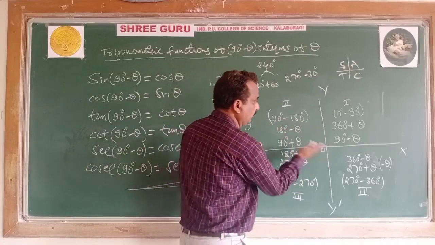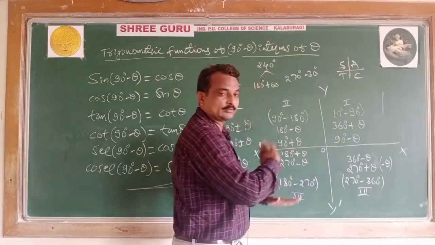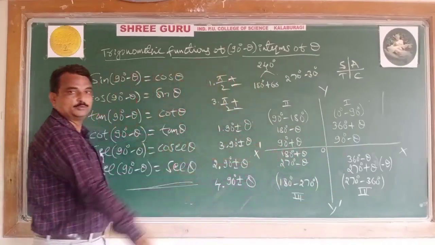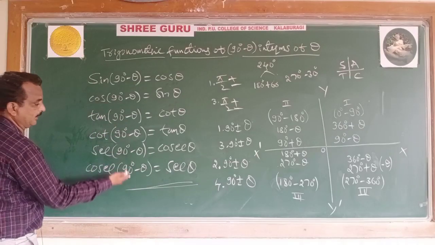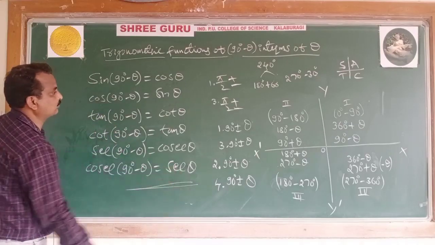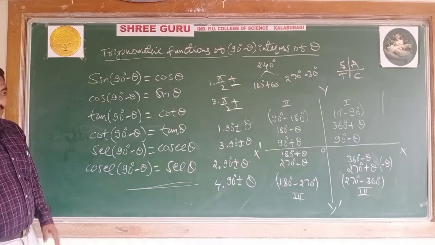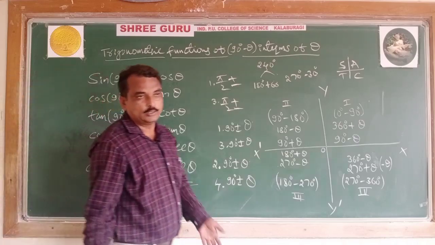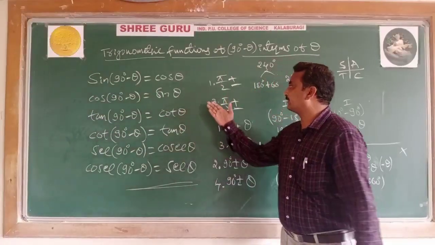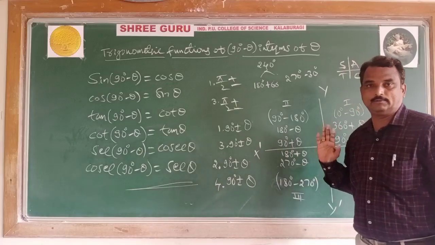With respect to the quadrant, the sign also changes, students. With respect to the quadrants, the allied angles, their sign also changes. Let us see in the next class. Tomorrow in the next class, you will see the remaining allied angles.